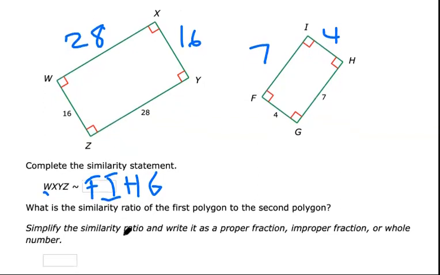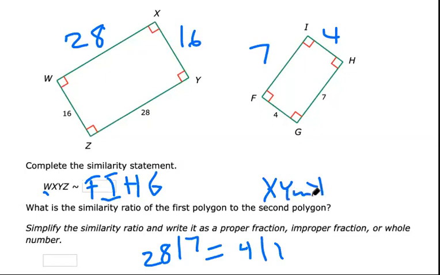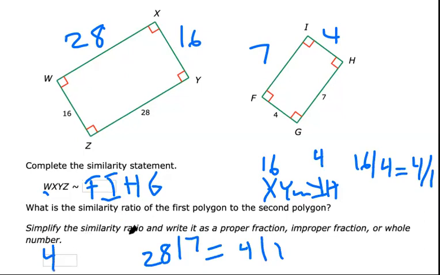And then lastly, I'm going to find the similarity ratio. So I'm looking at 28 over 7, which is going to reduce down to 4 over 1. Let's look at another side. So what about XY? XY similar to IH. XY is 16. IH is 4. 16 over 4 is going to reduce down to 4 over 1. So this is actually just going to be 4 as our ratio. You can get rid of the 1 on the bottom. It'll just be 4.